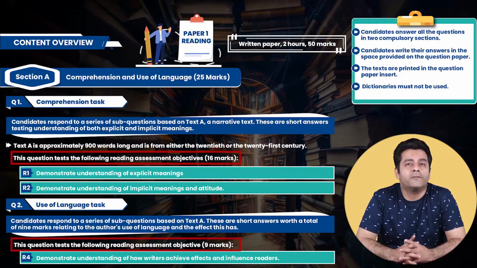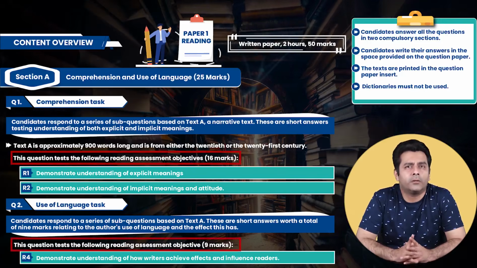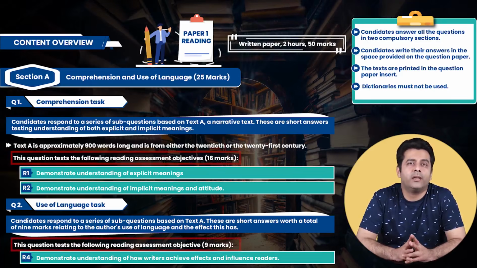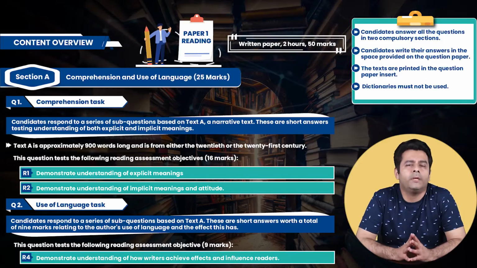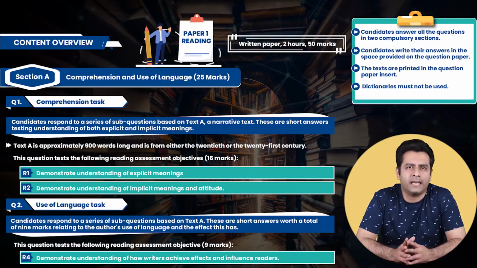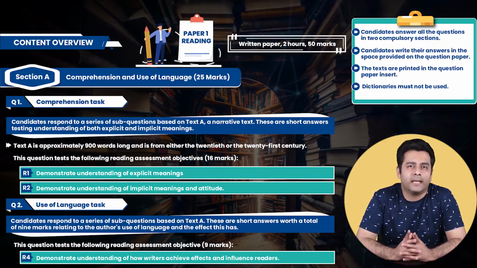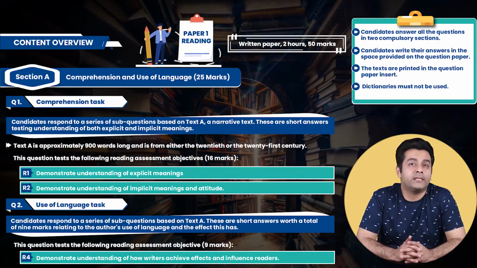Question number 1 is going to be of 16 marks and question number 2 is going to be of 19 marks. As far as the basic structure of the questions is concerned, in question number 1, we may have options from A till H or A till J or I, whatsoever, particularly aimed to assess our explicit and implicit skills.